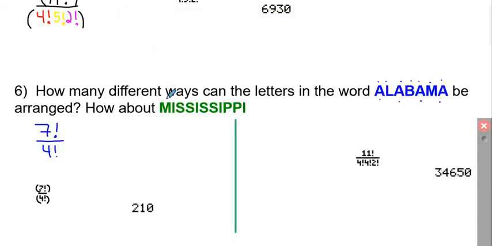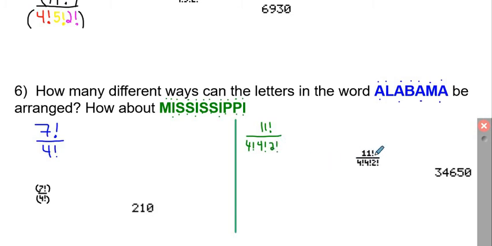Now, Mississippi has more letters, 1, 2, 3, 4, 5, 6, 7, 8, 9, 10, 11. So that's 11 factorial. And again, think about it like this. If I were to take those letters and cut them up with scissors and put them in a bag, you'd have 11 letters sitting in that bag. However, you wouldn't be able to tell one of these I's from another I. They would look identical. So there would be 4 repetitive I's, 4 repetitive S's, and 2 repetitive P's in that bag of letters, and I couldn't tell them apart.